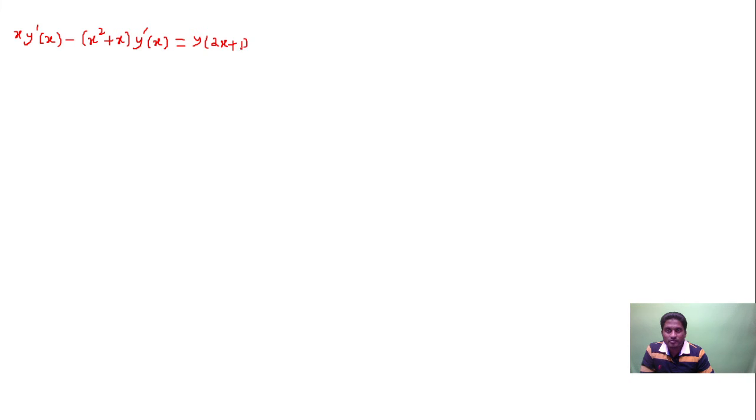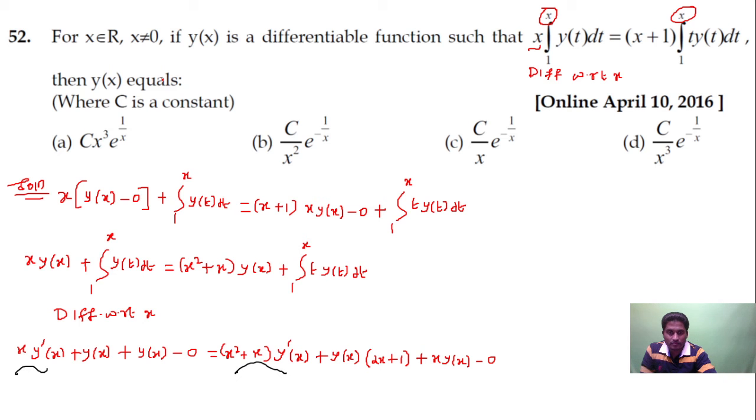into 2x plus 1 plus x into y of x, plus x into y of x, and then y of x plus y of x is 2y of x. You shift here, you get minus 2 into y of x. I'm going to take y dash of x common. Left out is x minus x square minus x is equal to, have I left anything?